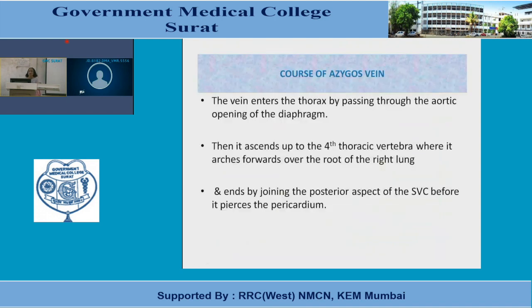Now, what is the course of the azygous vein? The vein enters the thorax by passing through the aortic opening in the diaphragm, among the major openings in the diaphragm. Then it ascends up to the fourth thoracic vertebra, where it arches forward over the root of the right lung and enters into the superior vena cava, ending by joining the posterior aspect of the superior vena cava before it pierces the pericardium.